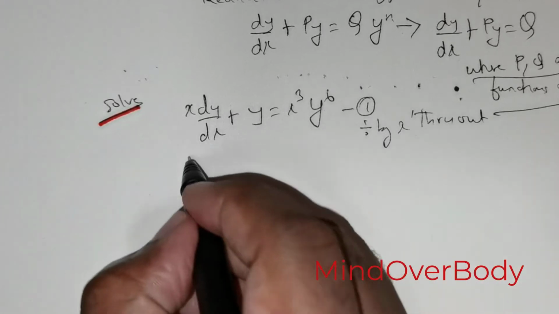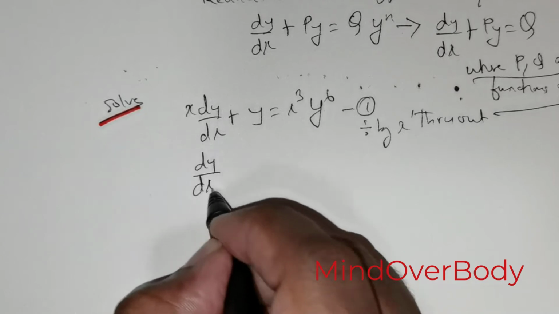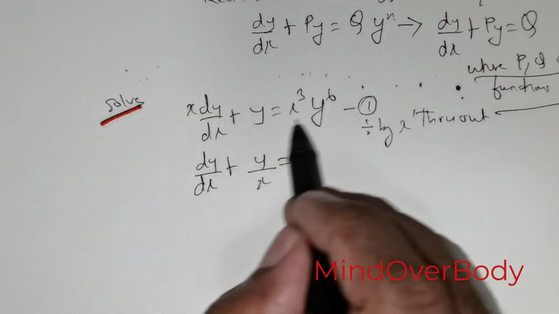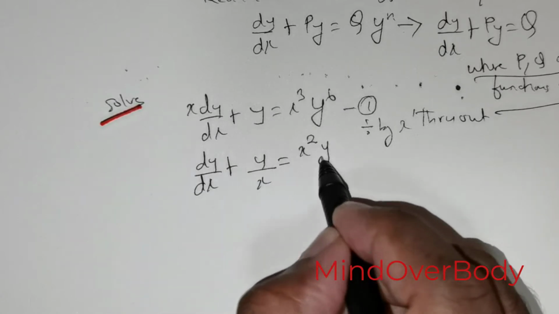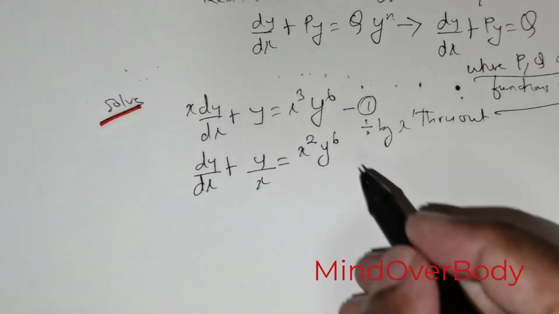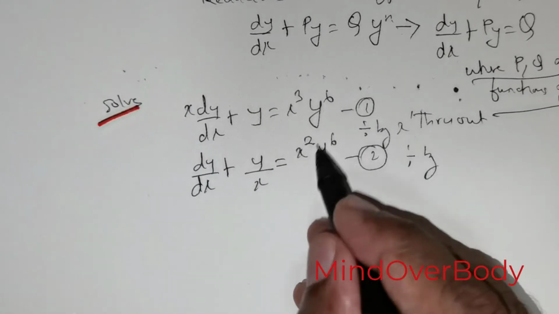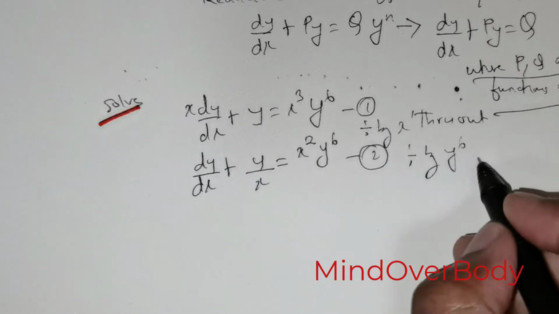So when we do that, I would get dy/dx + y/x = x^2·y^6, because when I divide by x, this is going to be x squared times y raised to the power of 6. Now this is 2. Now I'm going to be dividing by y^6 throughout.